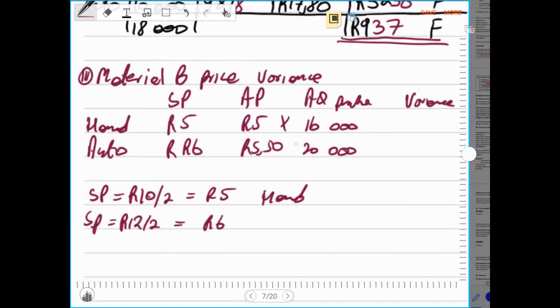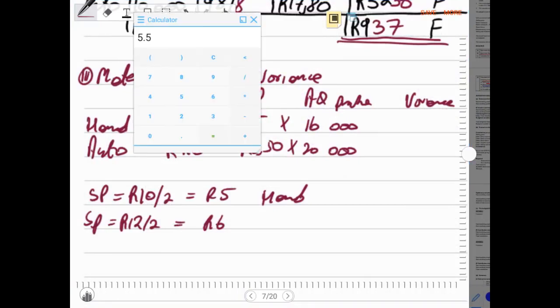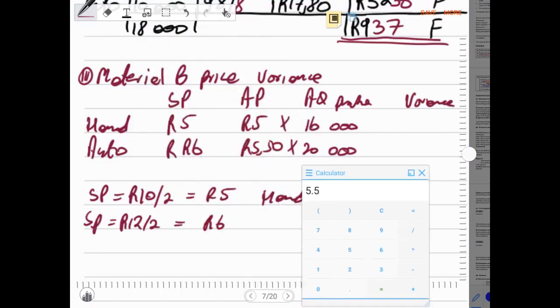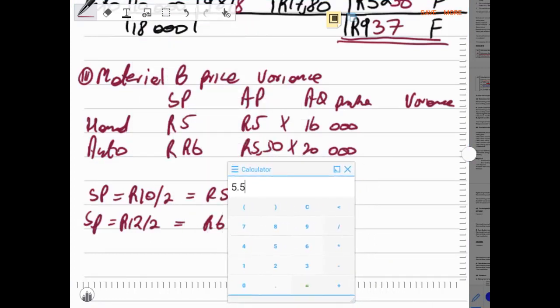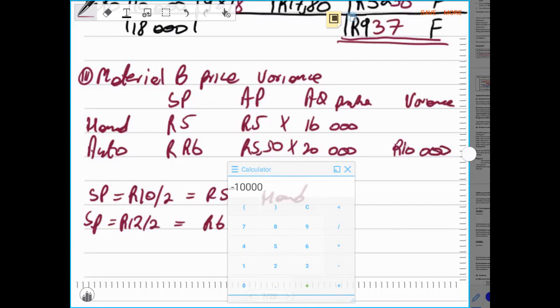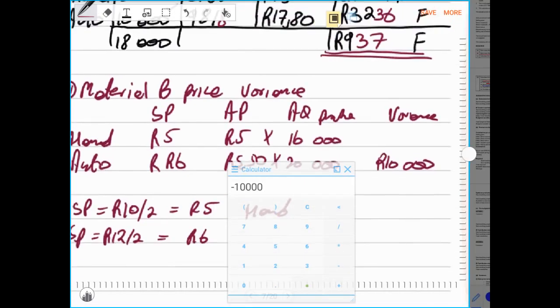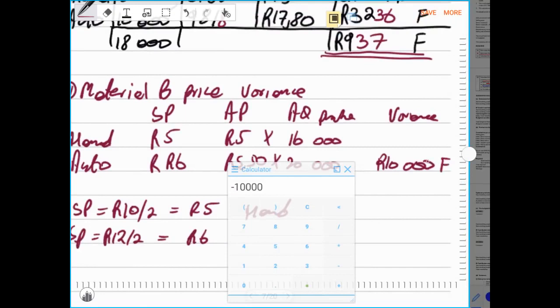So now remember, this will be a multiplication, this will be a multiplication, and from there we can get to our variance analysis for material B for both products. 5.50 minus 6 is half, times this by 20,000, and it gives us 10,000 rands, and this will be a favorable variance.